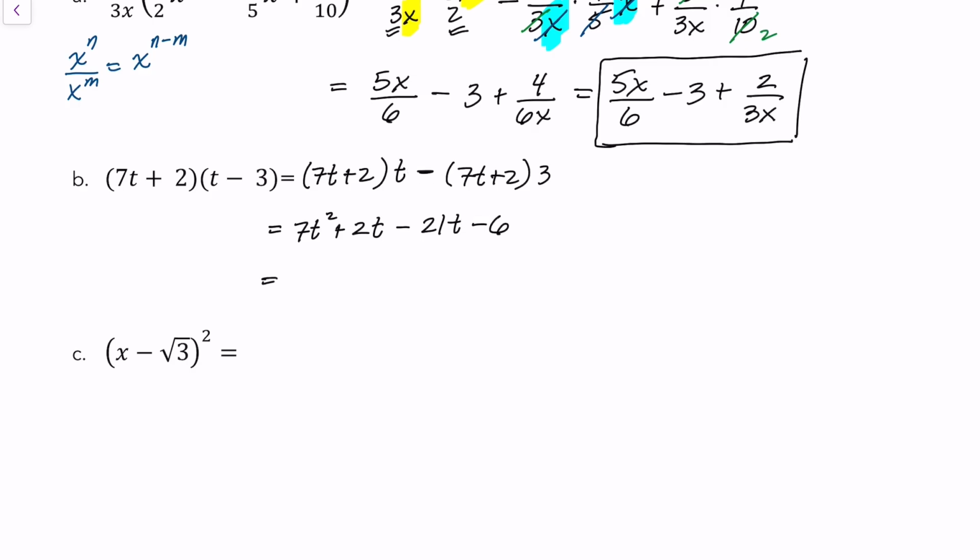All right, and this is going to become 7t squared. Then we have two terms containing t, and 2 minus 21 is going to be negative 19t, minus 6. And this is our solution.